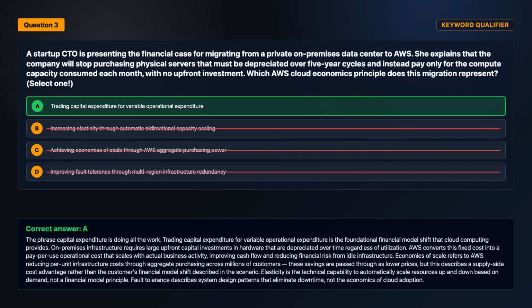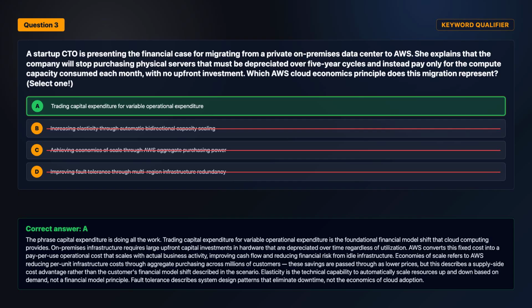The correct answer is option A. The phrase capital expenditure is doing all the work. Trading capital expenditure for variable operational expenditure is the foundational financial model shift that cloud computing provides. On-premises infrastructure requires large upfront capital investments in hardware that are depreciated over time regardless of utilization. AWS converts this fixed cost into a pay-per-use operational cost that scales with actual business activity, improving cash flow and reducing financial risk from idle infrastructure.